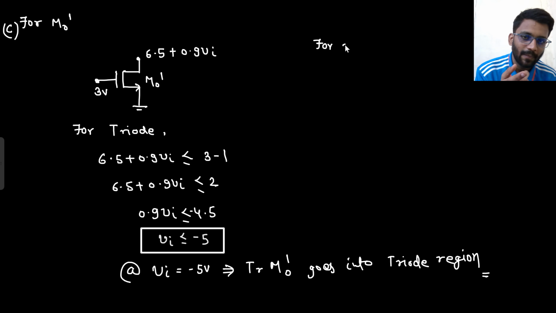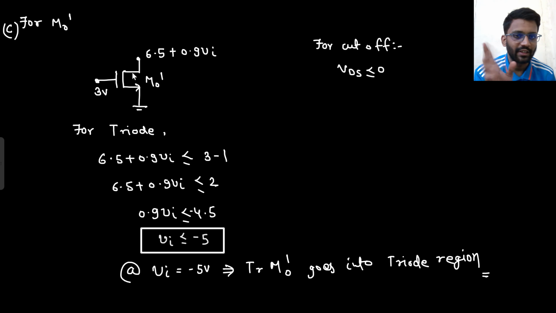For cutoff, here your VGS is always greater than VT. So your VDS should be less than 0. For cutoff, VDS should be less than or equal to 0. Because VGS is always greater than VT. There are two conditions for cutoff, that VGS should be less than VT or VDS should be less than 0. So this condition we are taking, VDS should be less than 0.